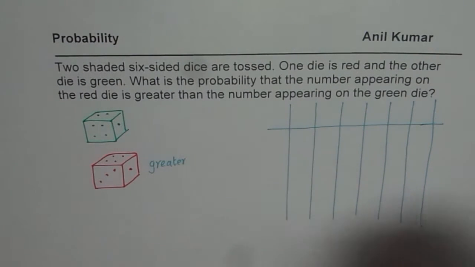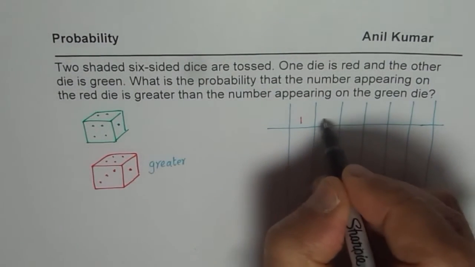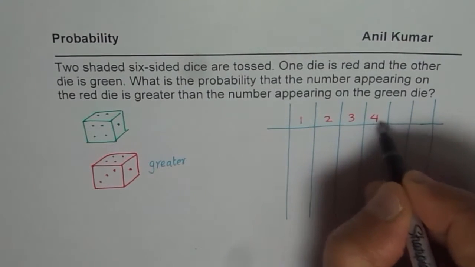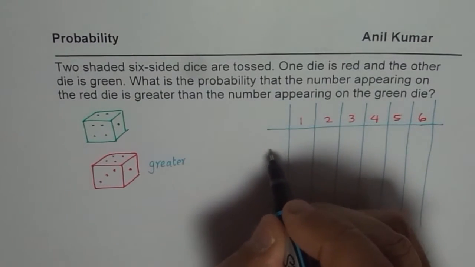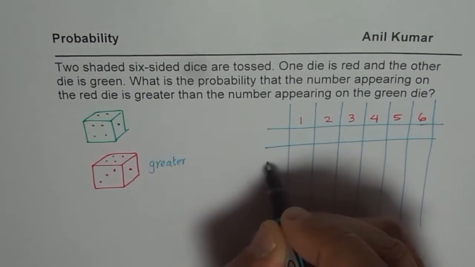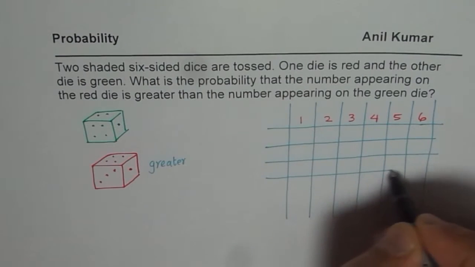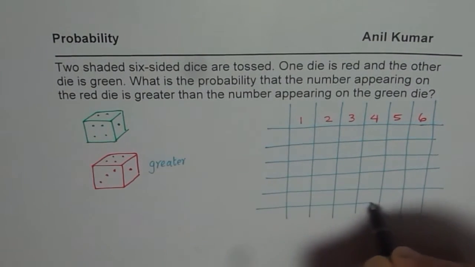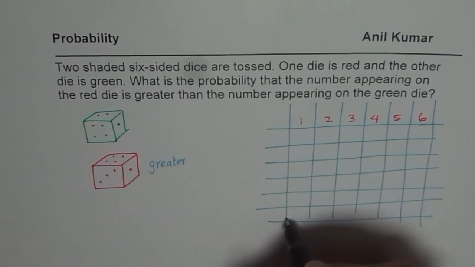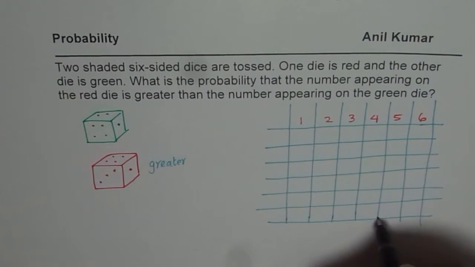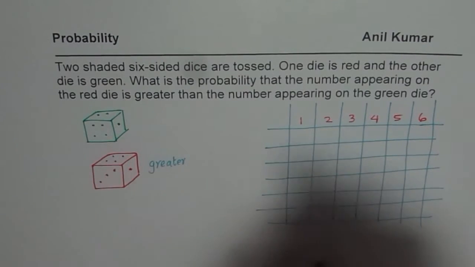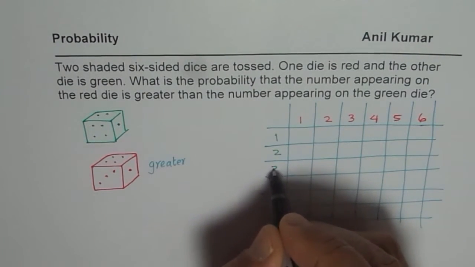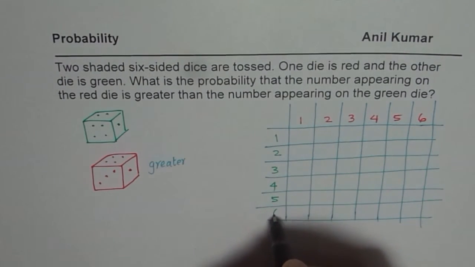So we get numbers, and let us say these are the numbers for the red one: 1, 2, 3, 4, 5, or 6. Let me now do it for the green one also. Let's say 1, 2, 3, 4, 5, and let us say this is 6 for us. So we have a matrix, kind of a table. And the numbers for green you get are 1, 2, 3, 4, 5, 6.